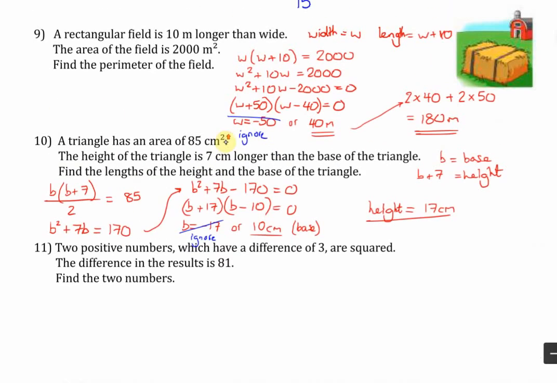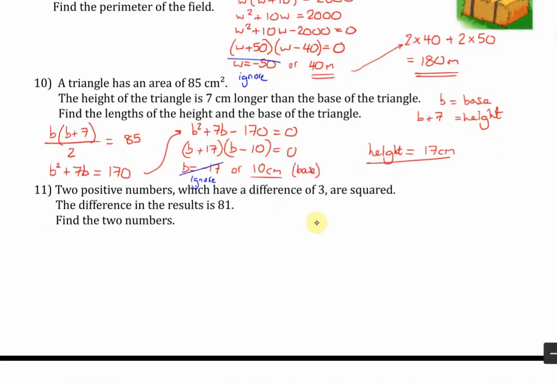Okay, and the last question on the page. Two positive numbers which have a difference of 3 are squared. The difference of the results is 81. So if I call my larger number x, and my smaller number x minus 3, because the difference is found by subtracting, then I can do this question.